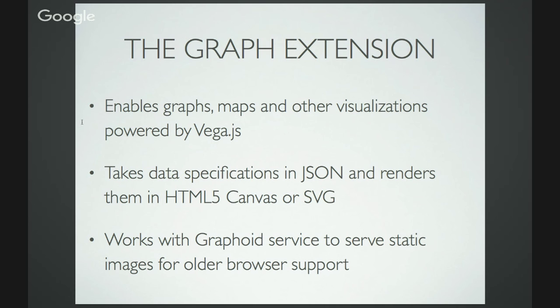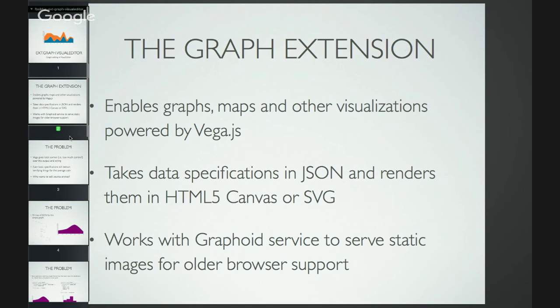How Vega works is that it takes a specification in the form of a JSON string and renders it into either an HTML5 canvas or an SVG. And we have a Graphoid service that uses that HTML5 canvas or SVG to render a static file in order to serve older browsers as well as newer browsers.